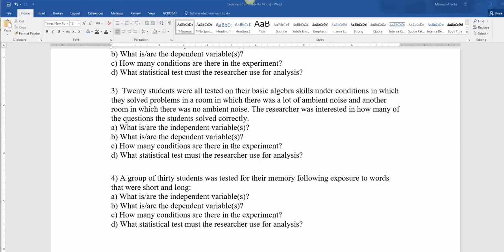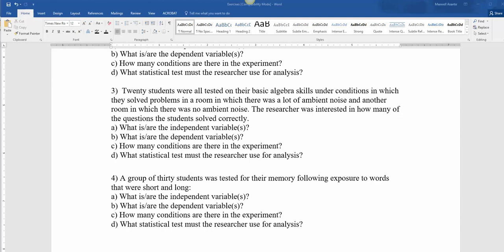So, for this question, we are looking at 20 students. They were all tested on their algebra skills under conditions in which they solved the problems in a room in which there was a lot of ambient noise and another in which there was no ambient noise.